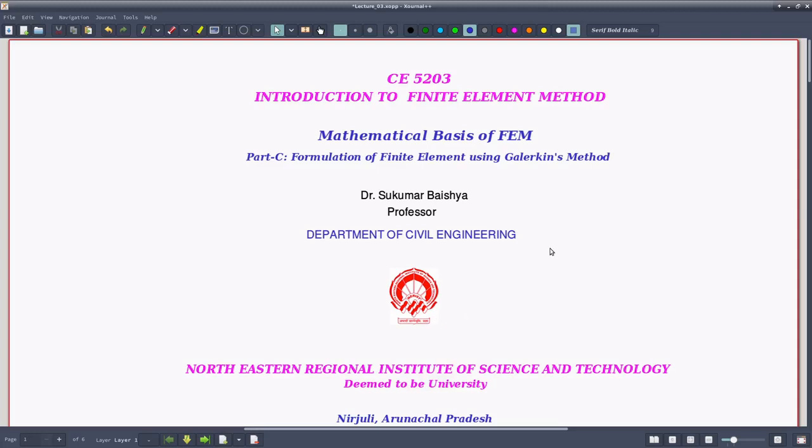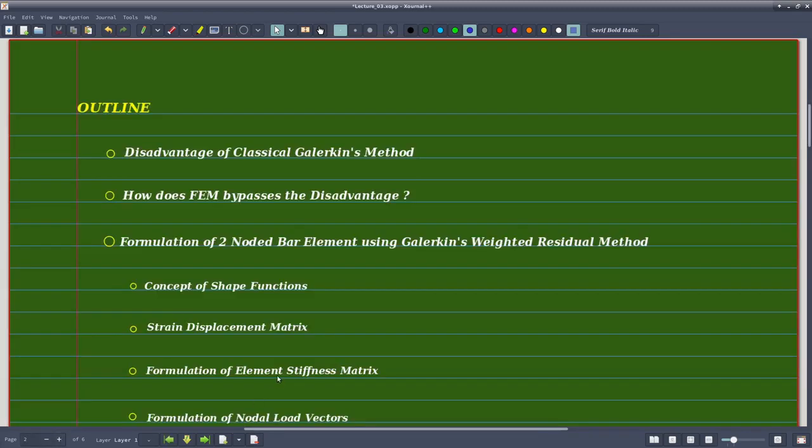So we have been studying the mathematical basis of finite element method, and in today's lecture, part C, we'll formulate our familiar bar finite element, two-noded bar element, using the Galerkin's weighted residual method. So today's outline will be: first, we will briefly discuss what is the disadvantage of classical Galerkin's or classical Rayleigh-Ritz method. In fact, we have already studied this in the last class.